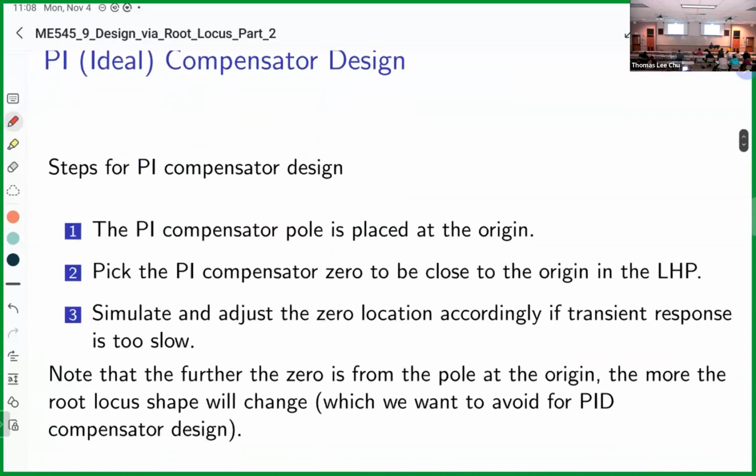So the steps for PI compensator design are very easy. All you have to do is place a pole at the origin, and then pick a zero close to the origin in the left half plane. Then we simulate that response, and adjust the zero location accordingly if our transient response time is too slow. Note that the further the zero is from the pole at the origin, the more the root locus shape will change, which we want to avoid for PI compensator design. If the transient response time is slow, we would make up for that slowness by designing a good PD controller.